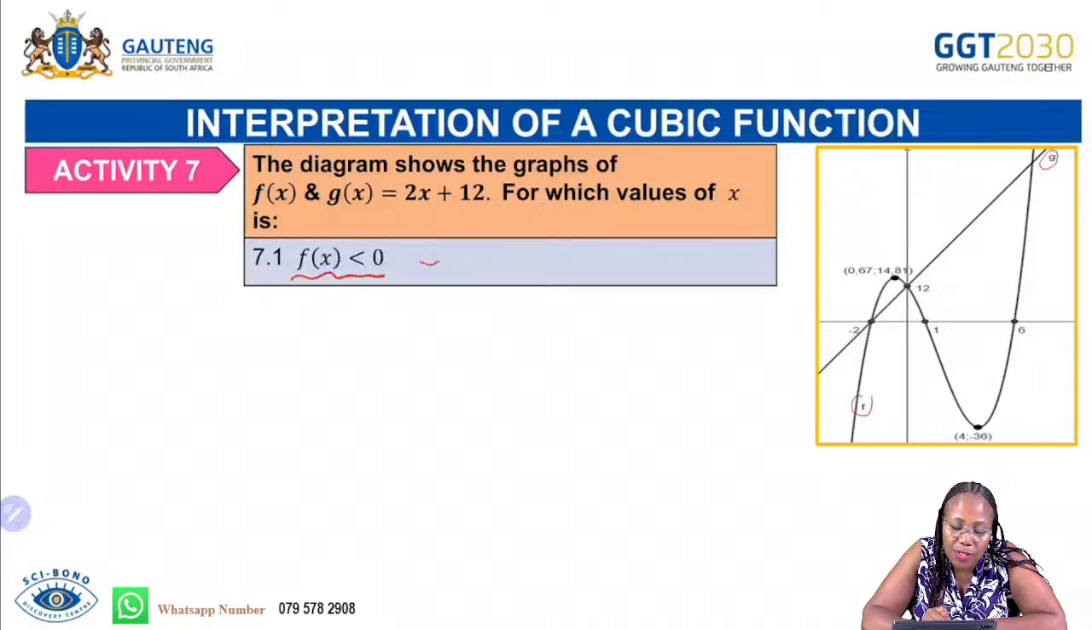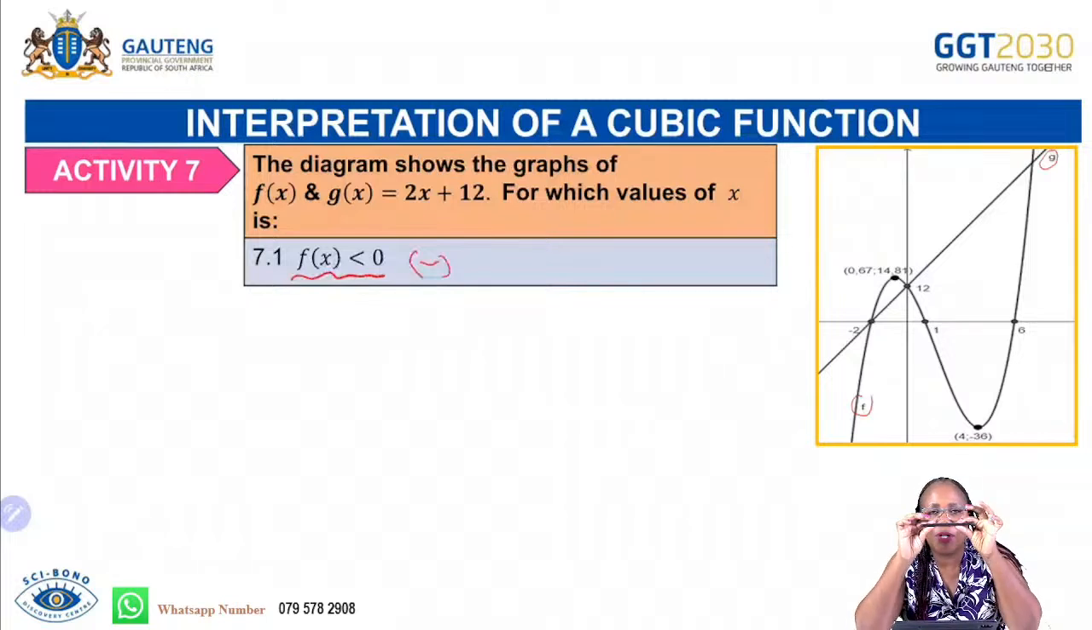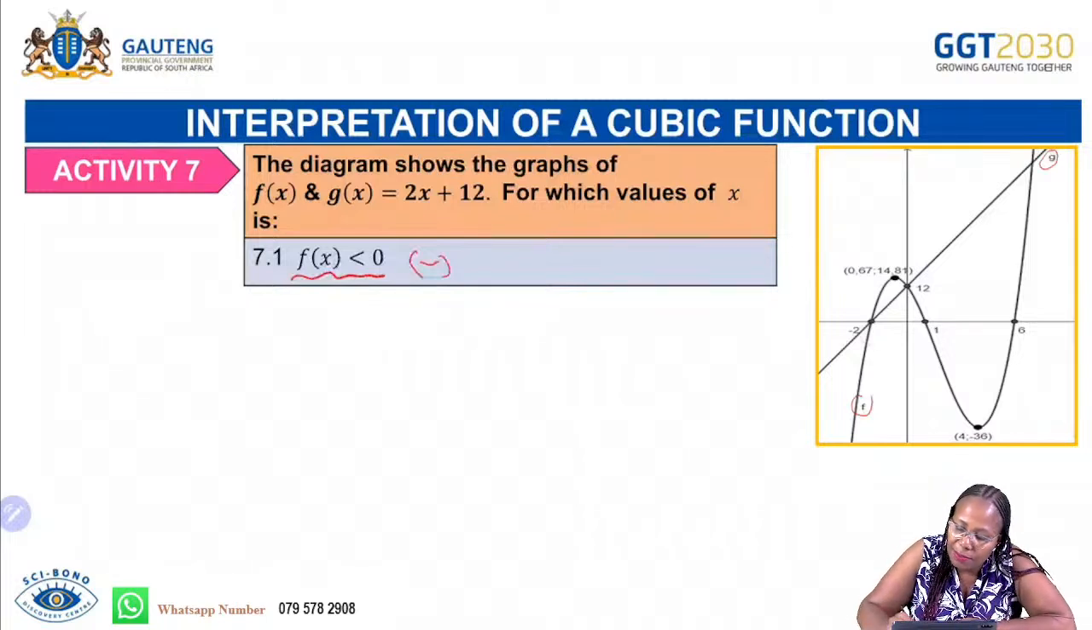Less than 0 means where the graph is negative. How do you know your graph is negative? Your graph will be negative below the x-axis. That means all these graphs here are negative below the x-axis. Why? Because the y values are negative here. Above, the graph is positive, because the y value is positive.